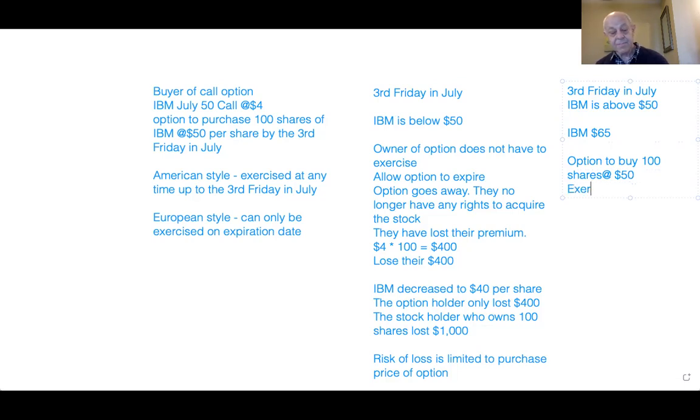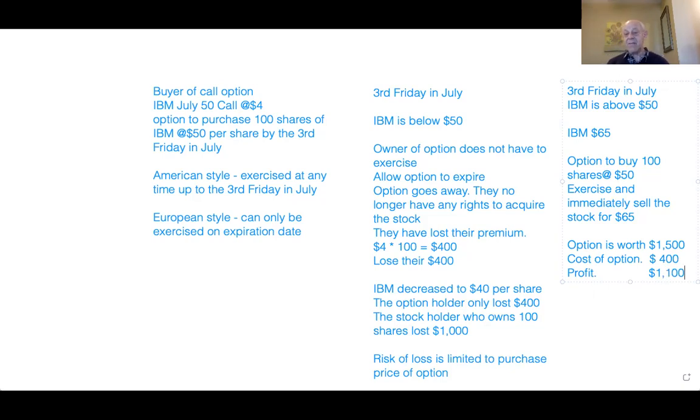You could exercise and immediately sell for $65 per share. Your option is worth $1,500. Cost of option is $400, and your profit is $1,100. Now you've made an $1,100 profit on a $400 investment. You know, that's a 275% rate of return.